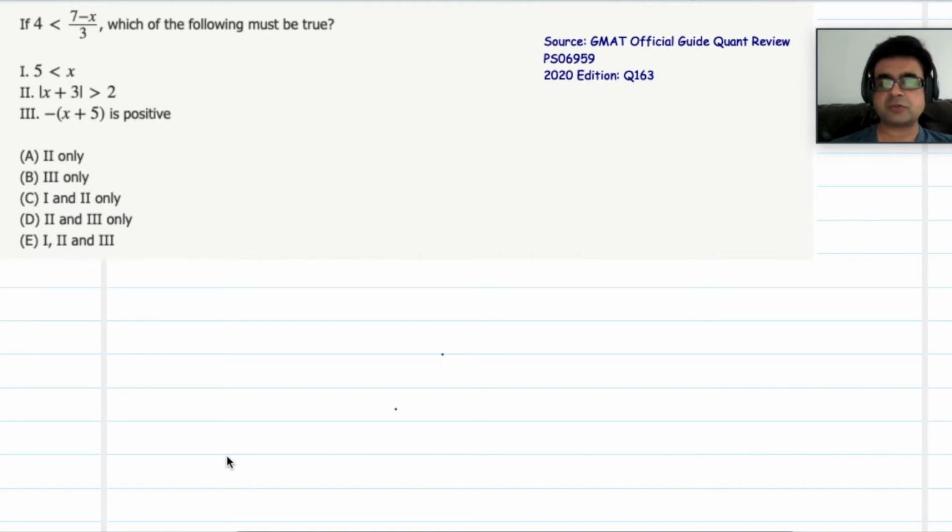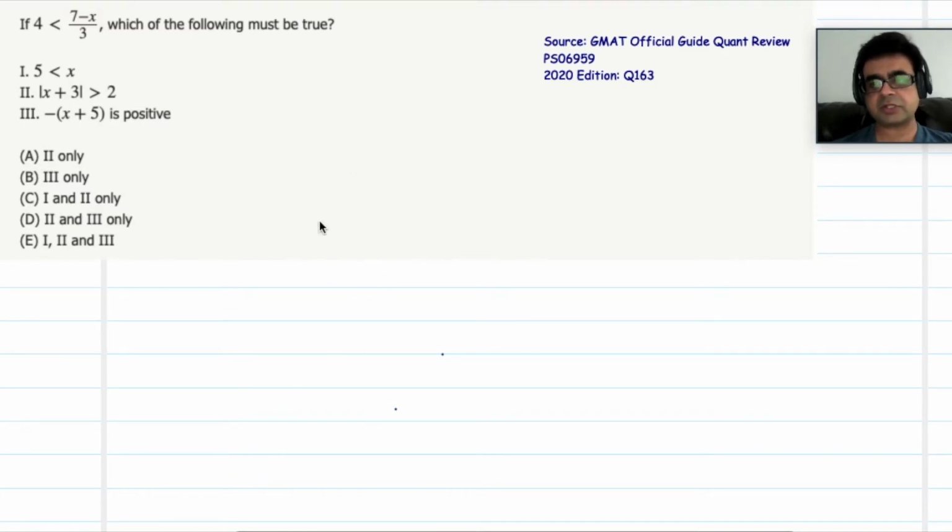We are going to solve this question number 163 from Official Guide Quant Review 2020. This is a medium level question. However, there are some doubts around it, especially what is the best way to solve the condition number 2, is modulus of x plus 3 greater than 2. So let's look at the solution and figure out how we would approach this problem.